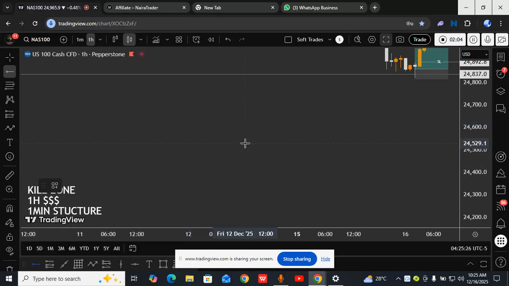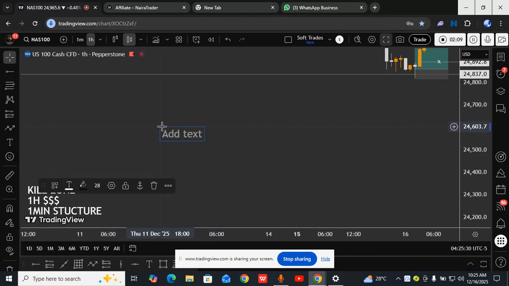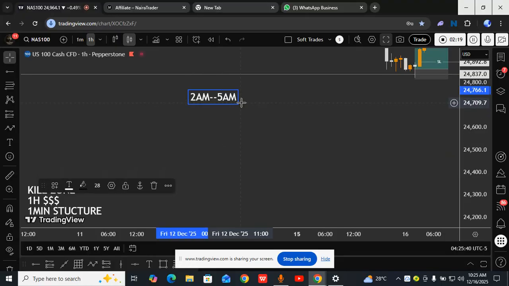Now, the London Q zone is normally between 2 a.m. to 5 a.m. This is New York time, not Nigerian time. So pay attention to that. This is when you normally see price sweep liquidity, then go the opposite direction.